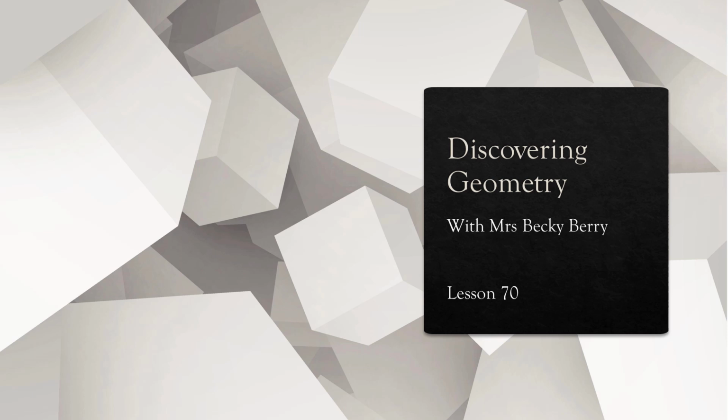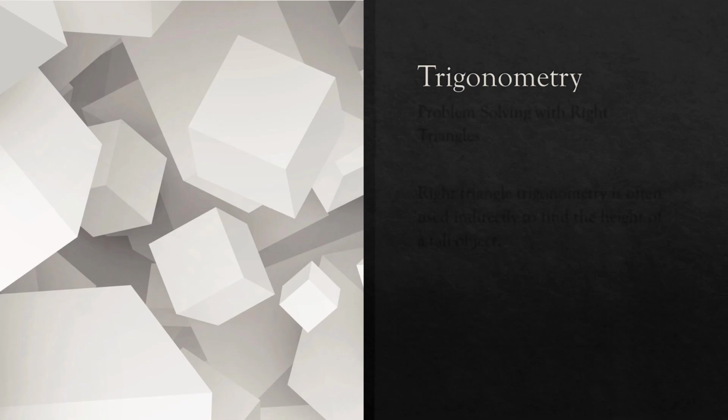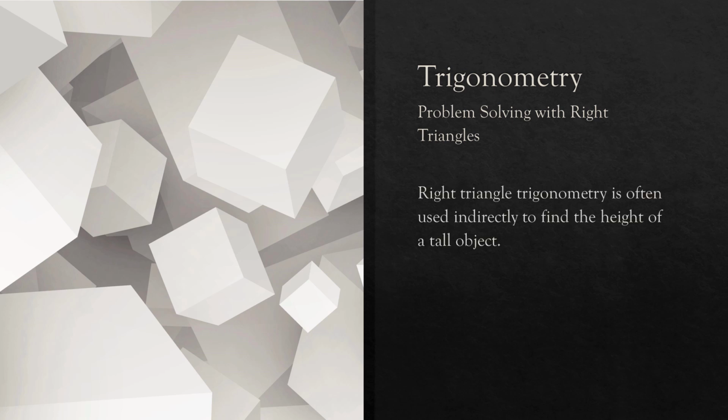This is Lesson 70. Today we're going to talk about trigonometry and problem solving with right triangles. Right triangle trigonometry is often used indirectly to find the height of a tall object or maybe some distances when you have a triangle.